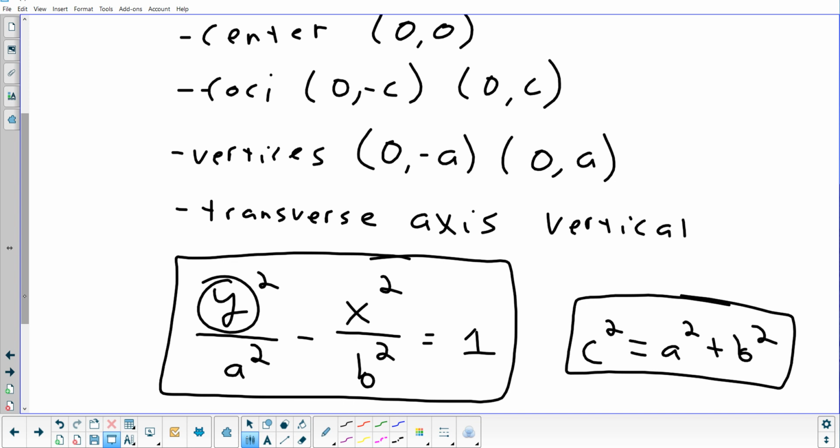A squared is still the first denominator, b squared is still the second, still a minus, still a 1. Same relationship with the formula, c squared equals a squared plus b squared. Only thing that changed was the x and the y switched. Okay, so we probably won't go through 3 examples of this one, maybe just 2. And then I'll show you one where it's shifted, but the shift is going to work just like an ellipse. Same thing.